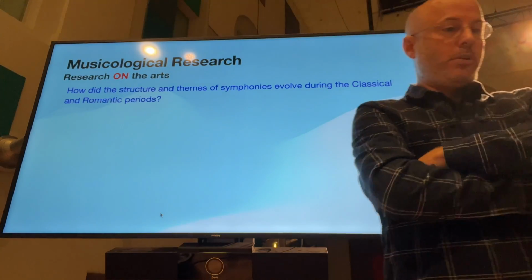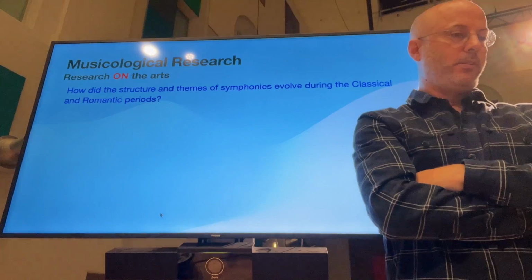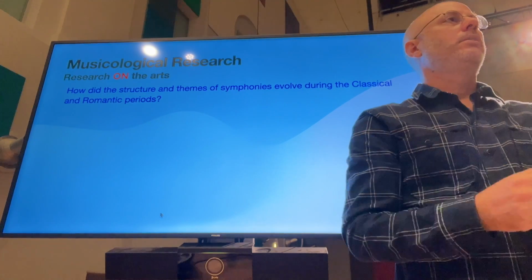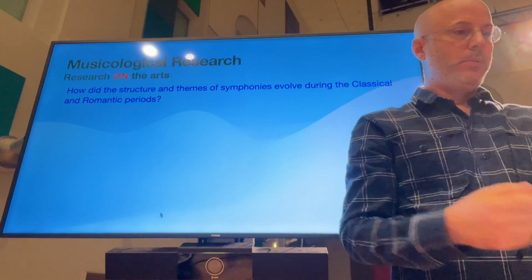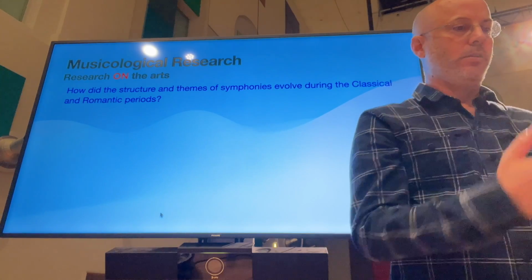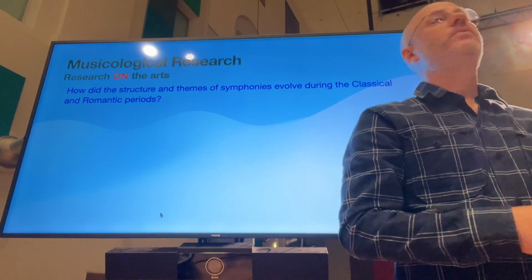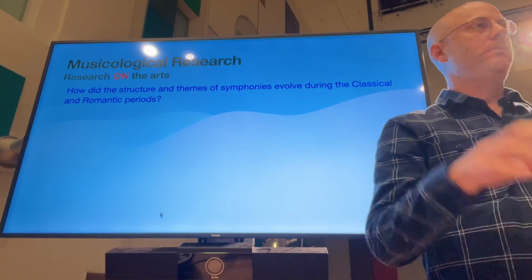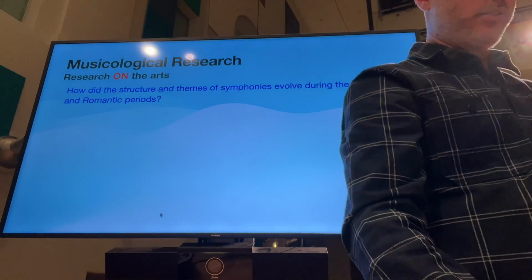How did the structure and themes of symphonies evolve during the classical and romantic periods? Right? So that's a question. You could look at themes and their structure of a number of different symphonies, and you could say, well, this happens and this happens and that happens, right? So that would be research on the arts.